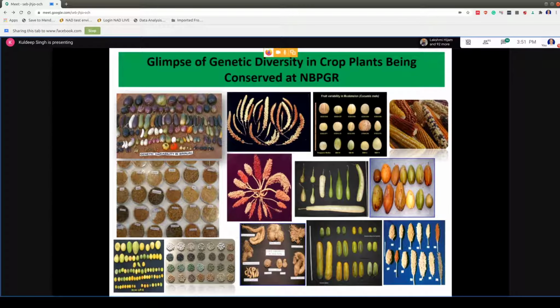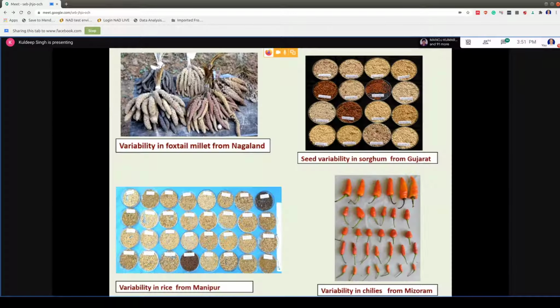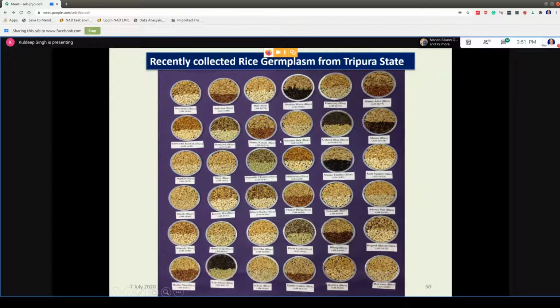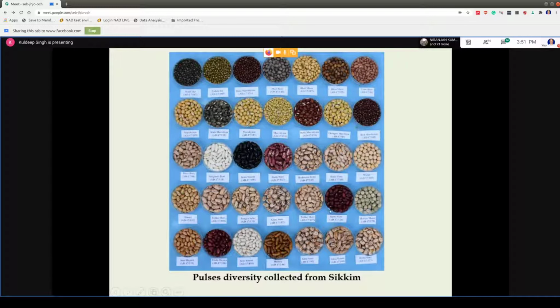Now, just for the students, a few pictures which you may be interested in seeing, to see the variability which is available. See the variability, this is a sorghum, see the color. This is variability in rice. Variability in Tripura, you have the black rice, see the kernel. See the black color kernels to the olive green kernels to the white kernels. All sorts of variability is available. See the variability again from Sikkim state, only for the beans.